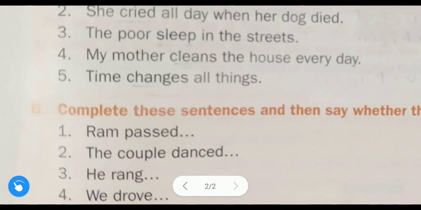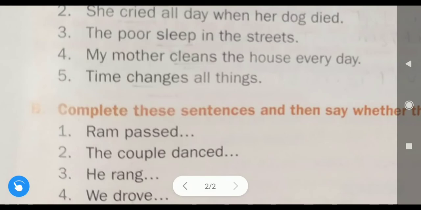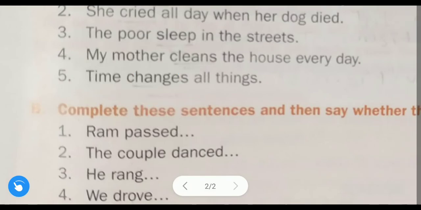Okay, next let us discuss this example. Time changes all things. So what is the subject? Time is the subject, changes is the verb. This is the action word. Okay, so changes is the action word which shows the action. Understood? So changes is the action verb. So this action is performed by the subject, time.